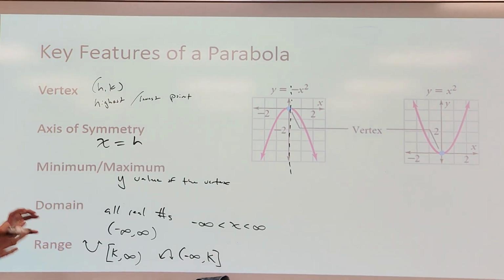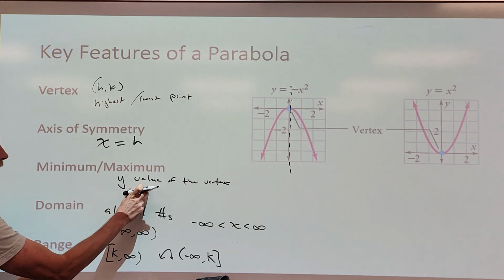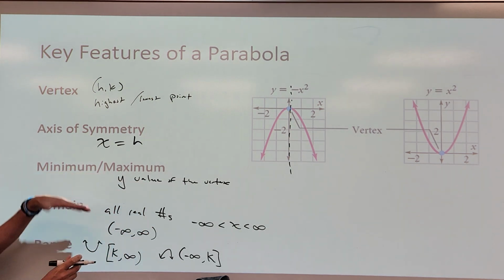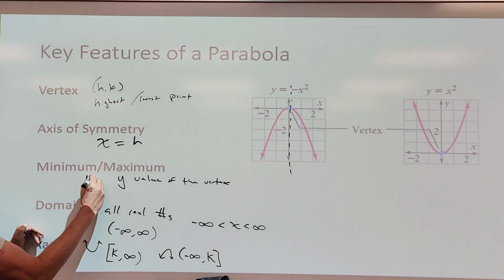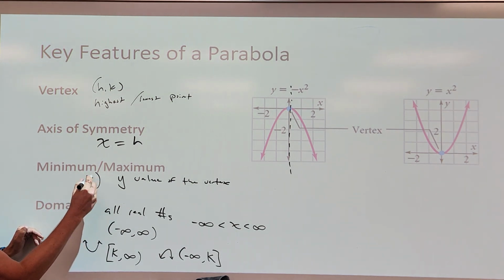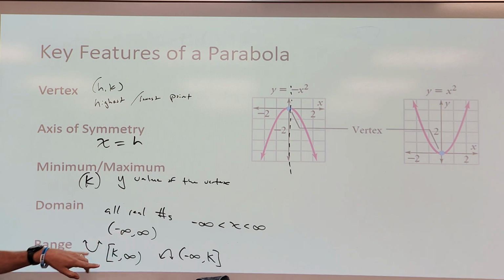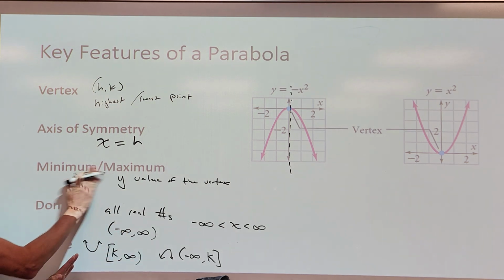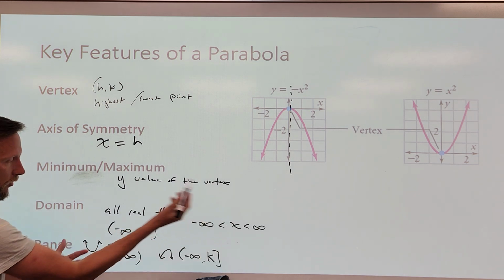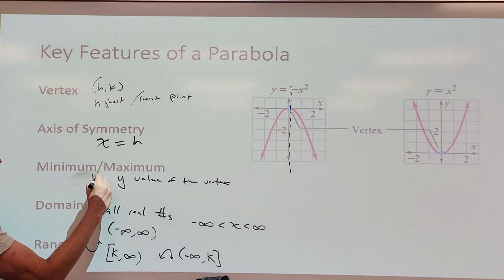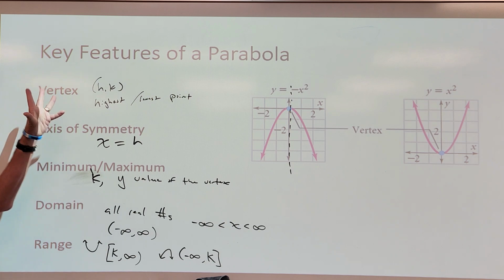We obviously have to pay attention, but the y value of the vertex is going to be our minimum or our maximum value. How high does it go? We're talking about the y value of the vertex, which we call k. When we're talking about domain and range, we want to use that proper interval notation. We can use set notation if that's what you want. So we have this key information.